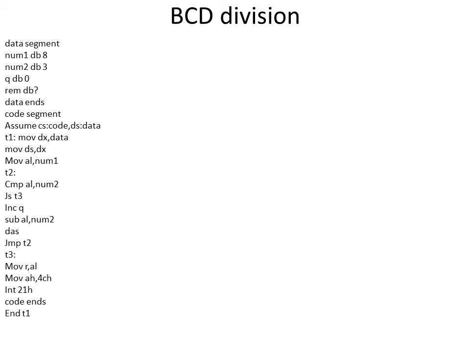So increment q, and subtract. 8 minus 3 is 5. The result is stored in the AL register as 5. Then again compare AL with num2. 5 is compared with 3. 5 minus 3 is 2, the result is positive, so the sign flag again will not be set. Increment q, which is now 2, and subtract 5 and 3, the result is 2. The result is stored in AL.